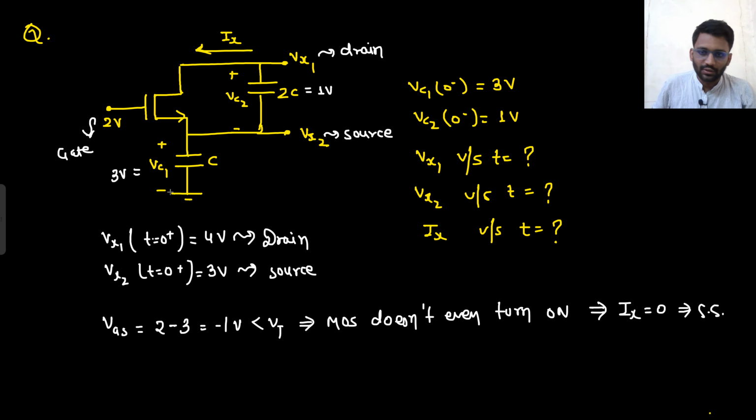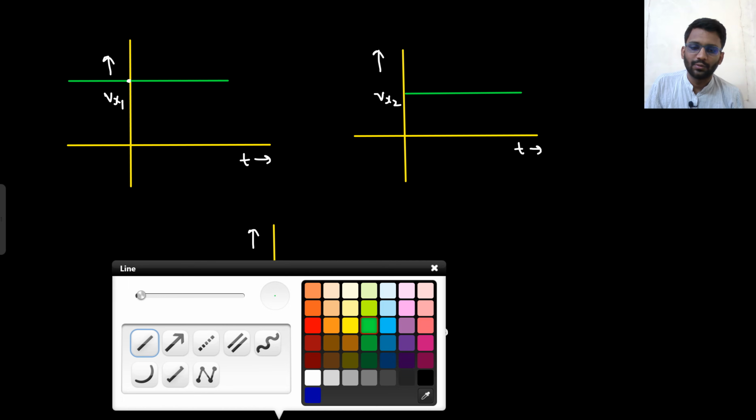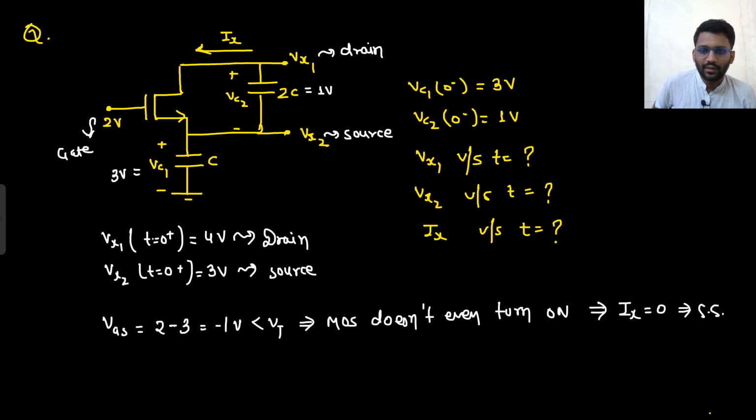So always 3 volt will be there, and Vx1 will always be at 4 volt, and Vx2 will always be at 3 volt, and the current will always be 0. So it will always be at 4 volt, it will always be at 3 volt. That's it. And this will always be 0 ampere. Any doubt about that? No doubt, right?